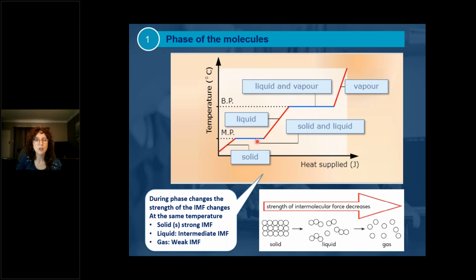So the moment we have a solid, a liquid, and the forces between. This is your melting point, where the solid starts to change into liquid. This is your boiling point, where the liquid changes into a vapor. During phase changes, the strength of the intermolecular forces changes at the same temperature. The solid has strong intermolecular forces, the liquid has intermediate forces, and the gas has weak intermolecular forces. So the strength of intermolecular forces decreases as the melting point and the boiling point are passed.